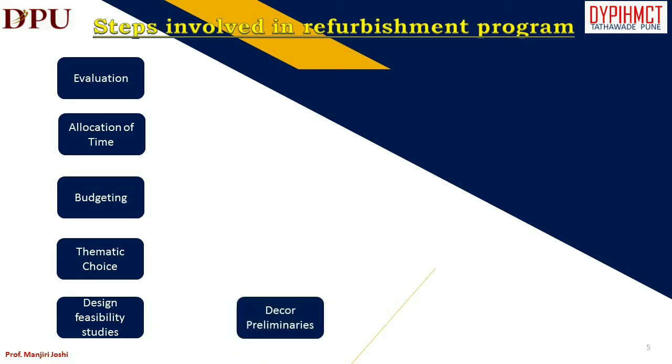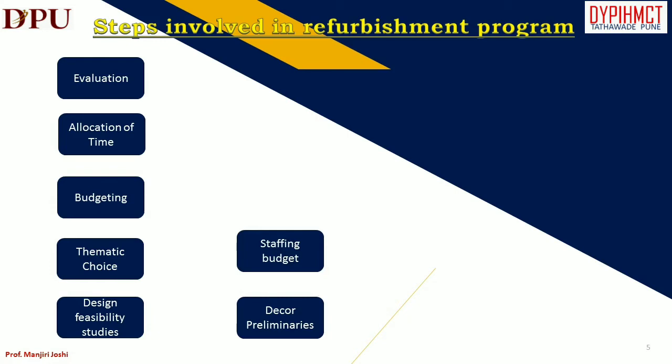Next step is decor preliminaries. Suitable fabrics, finishes, and colors should be selected. As far as possible, they should be durable, easy to clean, fire-resistant materials, and should go with the ambience. Next step is staffing budget. The refurbishment program is usually carried out by contractors.